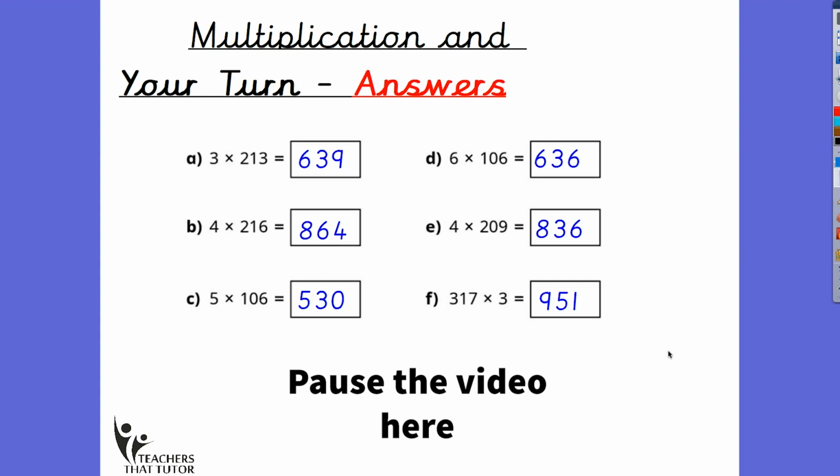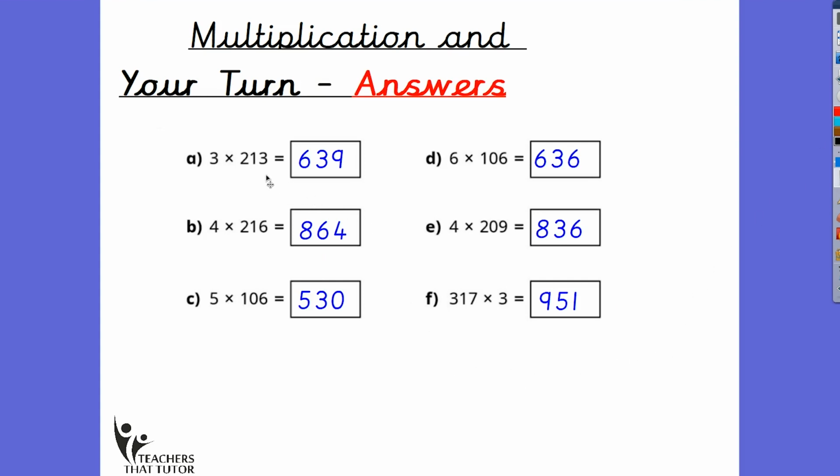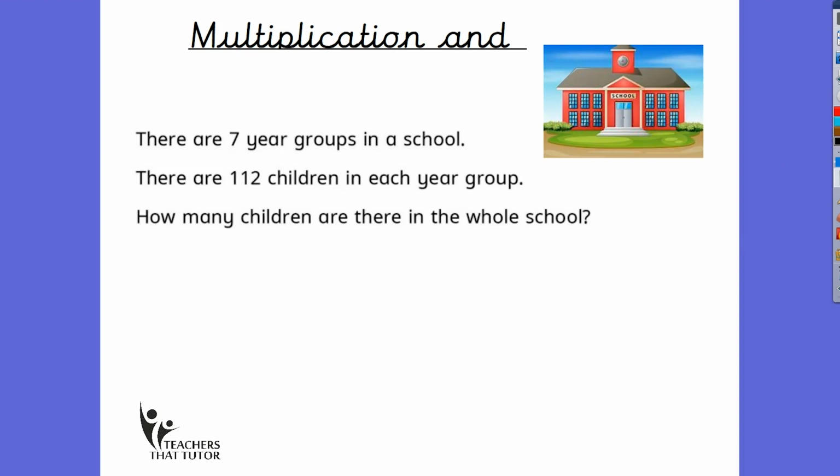Here are your answers. So, 3 times 213 is 639. 4 times 216 is 864. 5 times 106 is 530. 6 times 106 is 636. 4 times 209 is 836. And 317 times 3 is 951.